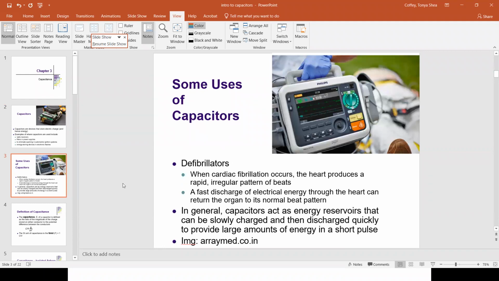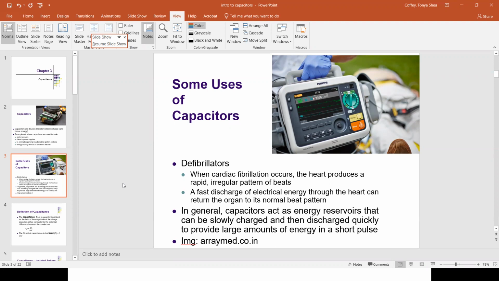So capacitors can also be found in some important medical devices like defibrillators. For example, if you get a heart rhythm that's either stopped or gotten out of rhythm, then what can happen is they can start a normal rhythm again by applying a really strong electric charge, a jolt of electric energy, and that helps put you in your normal beat pattern. And so they have very large capacitors in these defibrillators that do that job for you.